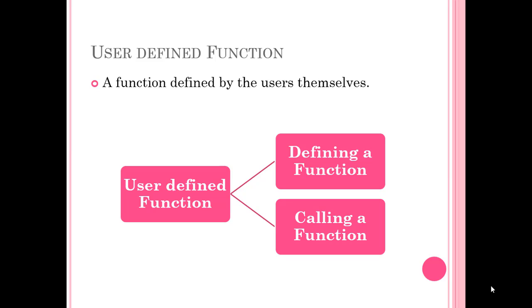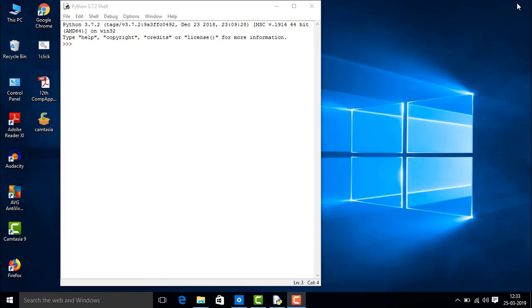User-defined function: a function defined by the users themselves is called a user-defined function. A user-defined function has 2 parts: defining a function and calling a function. Let us see few examples to create functions in Python. A function should start with the keyword def. Here I am creating a function to print an address.